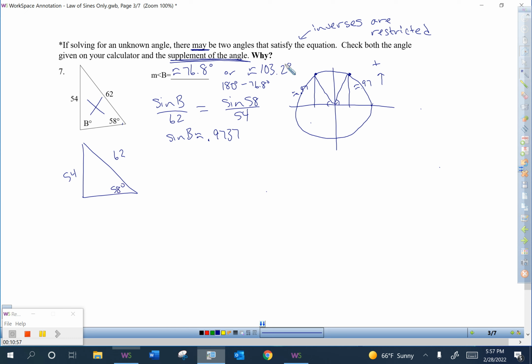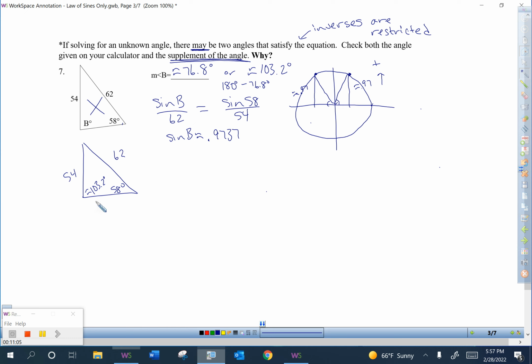What we want to do is, if I put 103.2 in here, ask ourselves, would it work? So two things you check. Would it work with the numbers across from them? So 58 is across from 54, 103.2 across from 62. That checks out because big side goes with big angle, small side with small angle.